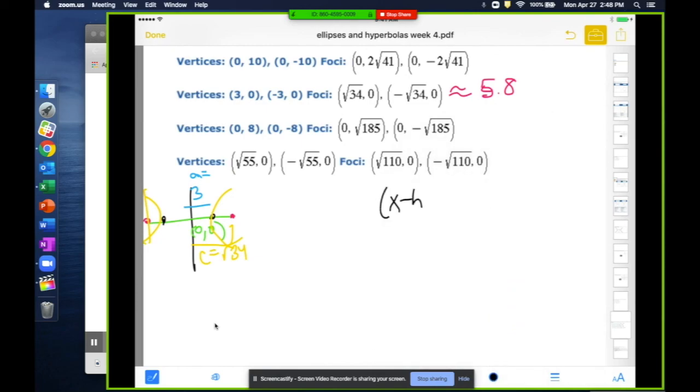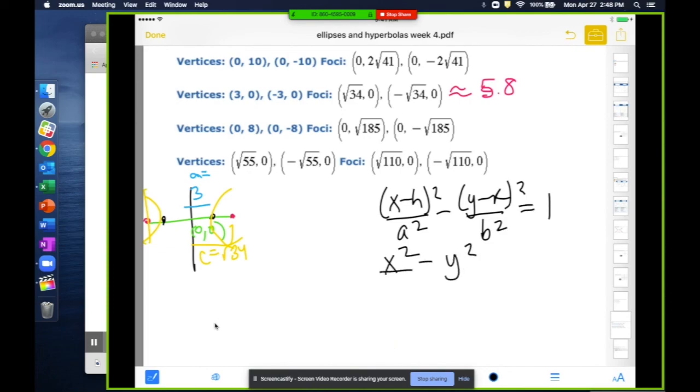So again, like I was saying, the x minus h squared should go first. And then all I really need to do is find that b value, because I have a and I have c. And I also know my center is (0, 0), so I'm just going to set that up as x squared minus y squared with my denominators open.